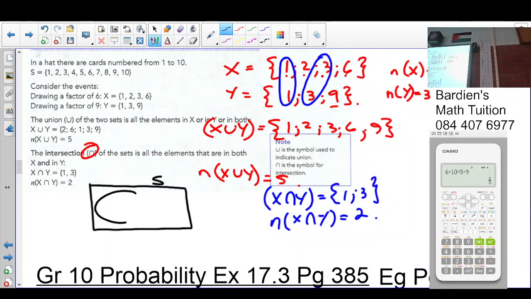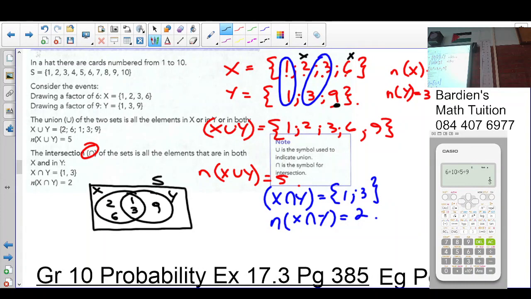So I draw this one as X and that one as Y. The first thing we draw in is what is in both sets? 1 and 3. So 1 and 3 goes here. Can you see that? So it's from set X and set Y. If we're looking at X, what is left out? 2 and 6. So 2 and 6 go here. Okay. What is in Y only? 9.